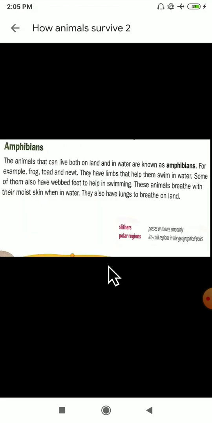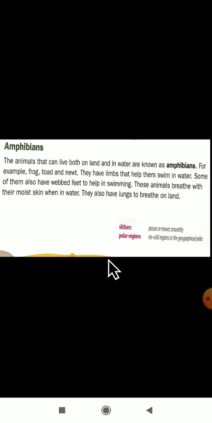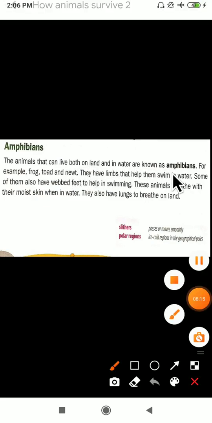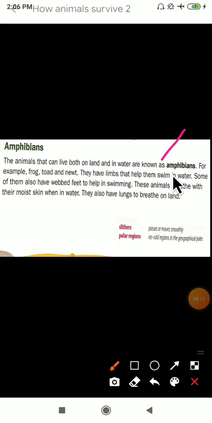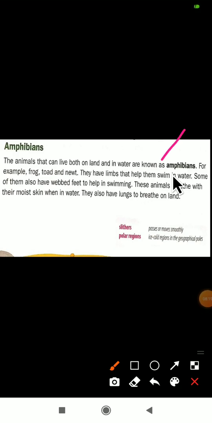Okay, let us see about the amphibians. First, we have studied about the terrestrial animals. Today, we have studied about the aquatic animals. Next one is the amphibians. The animals that can live both on land and in water are known as the amphibians. Yes, this is the very important definition. The animals that can live both on land and in water.